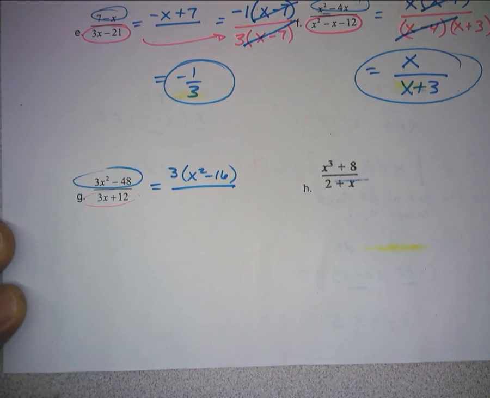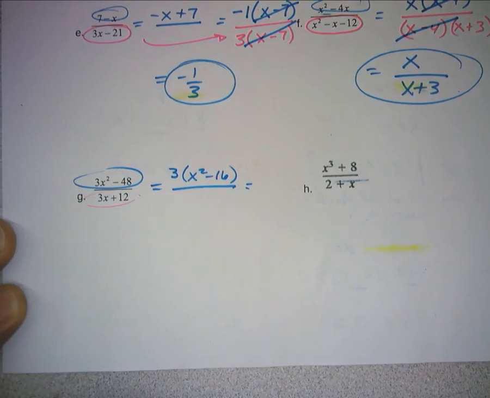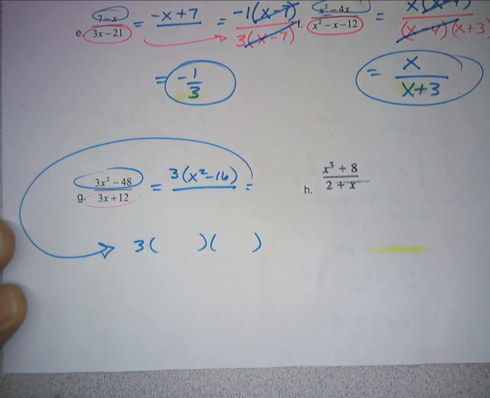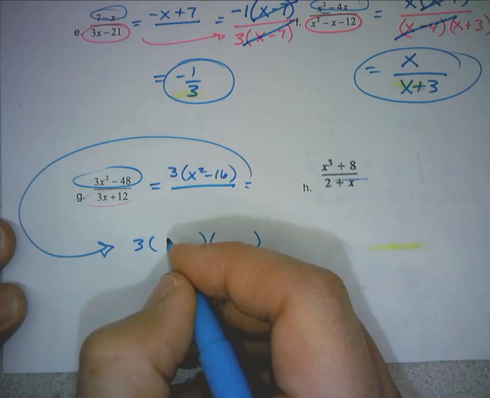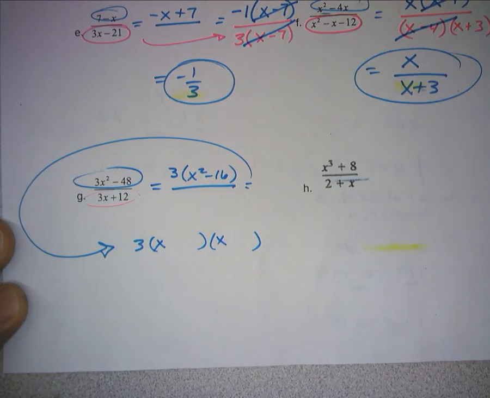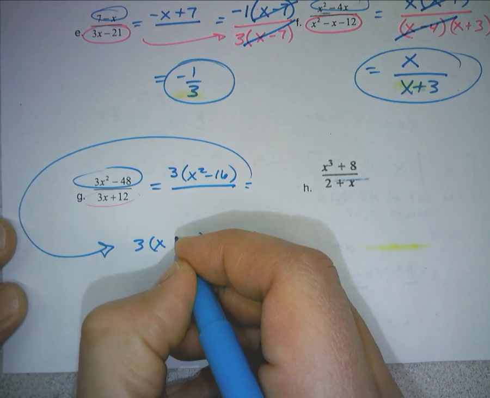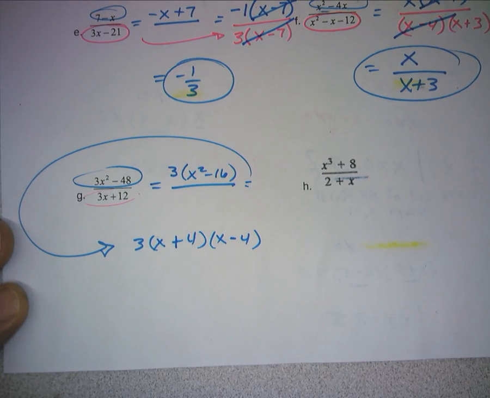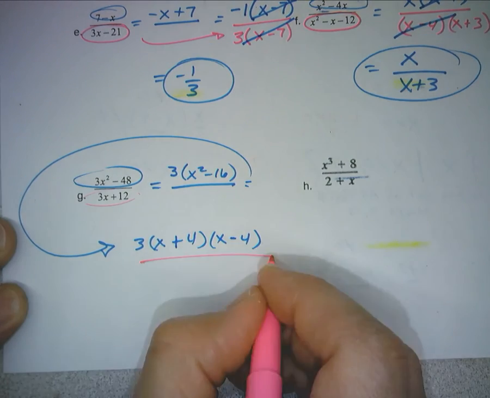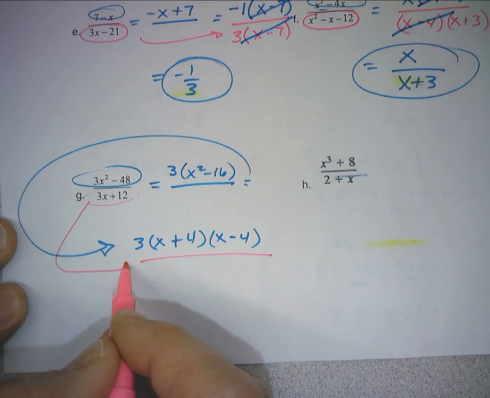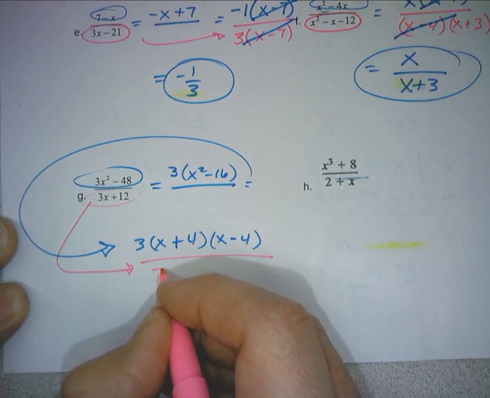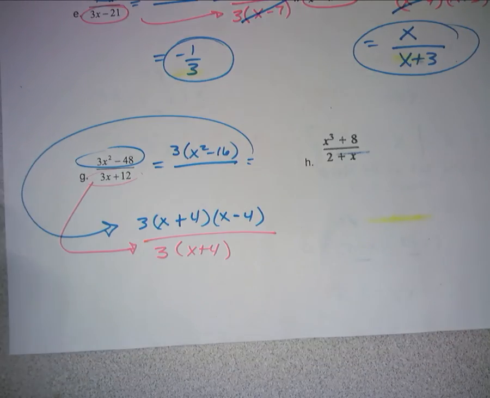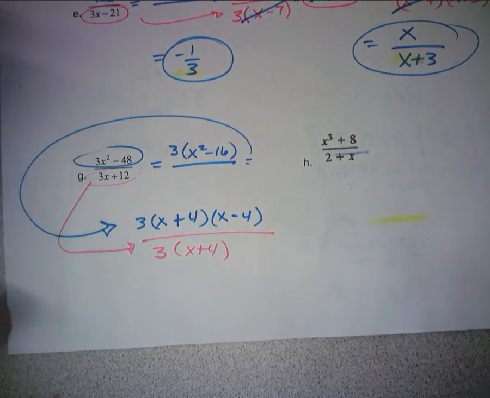Well, that can be factored further. I'm running out of room, so I'm going to write it over here. That is a difference of squares. Factors of x squared are x and x, and factors of negative 16 that add up to 0. One's a plus, one's a minus, 4. And now 3x plus 12 factors. I can take out that 3, and that leaves me with x plus 4. These binomials karate chop.